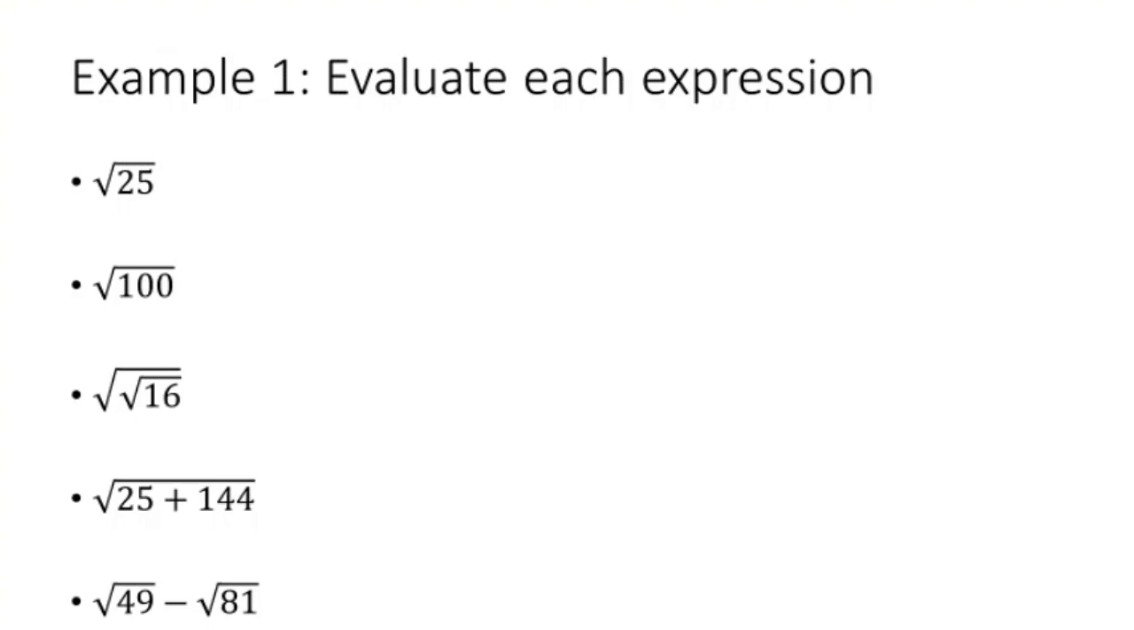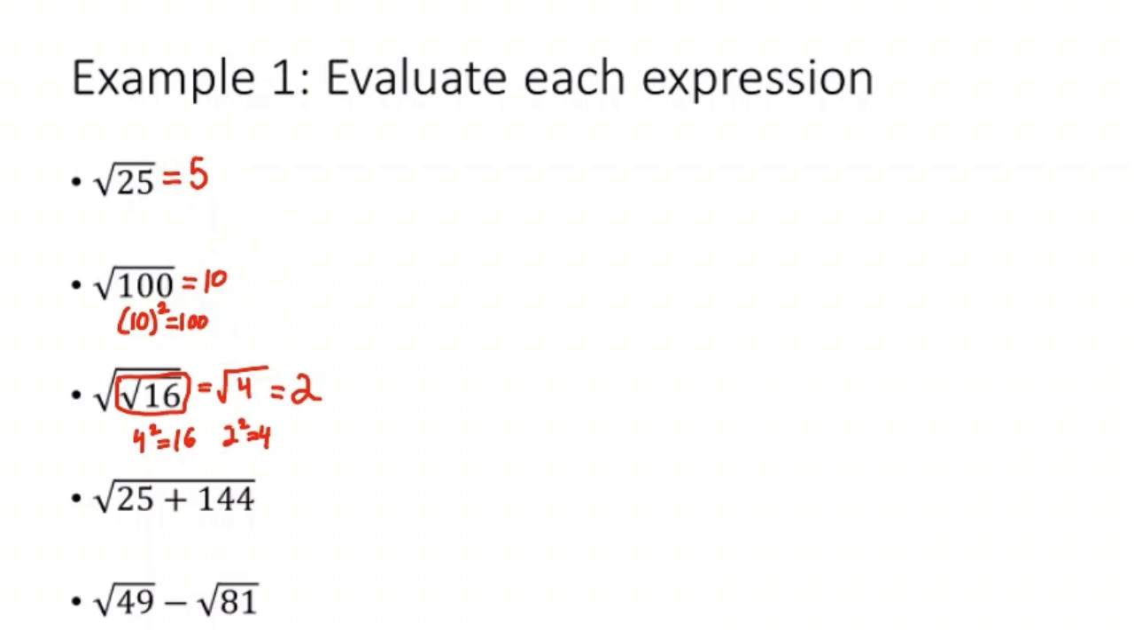So first, what's radical 25? Well, as we discussed before, we know that 5 squared is 25. 5 is non-negative, so radical 25 is positive 5. Next, what's radical 100? Well, from our table from earlier, we know that 10 squared is 100. So radical 100, or the principal square root of 100, is 10. Next, we're going to evaluate radical radical 16. First, we're going to start with the innermost radical. Since 4 squared is 16, then radical 16 is 4. Now we have to evaluate radical 4. Well, we know 2 squared is 4, so radical 4 is positive 2.